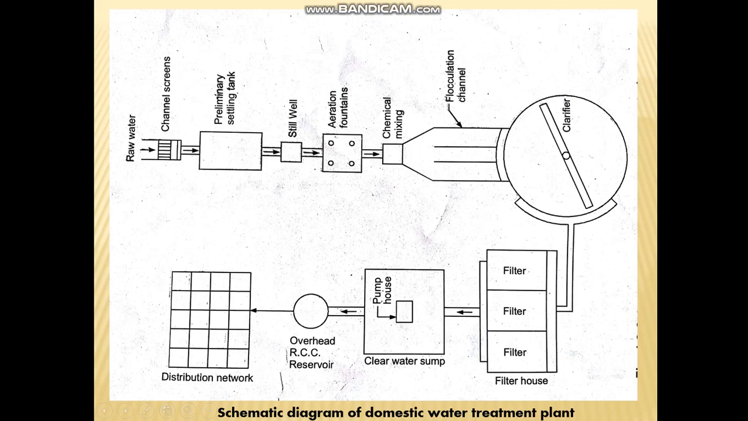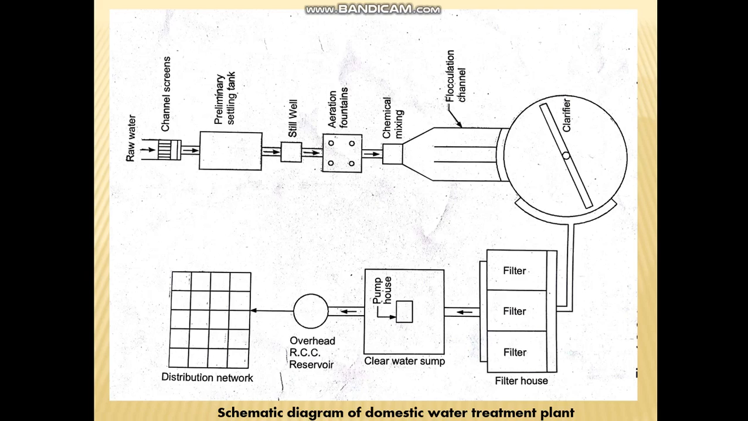the flocculation channel. In the flocculation channel there is a mixing of this coagulant, and after the coagulation process, the water is taken to the clarifier, and the clarifier is just the primary sedimentation. It's just a sedimentation tank in which the settling is done. So the coagulated water is settled down in the settling tank, and the clear water is taken to the filter.